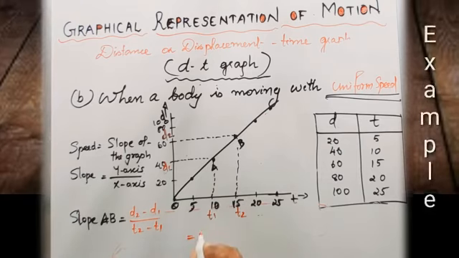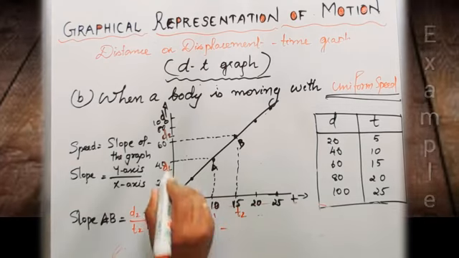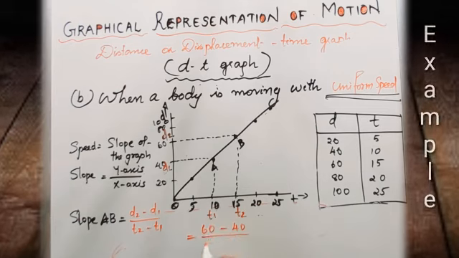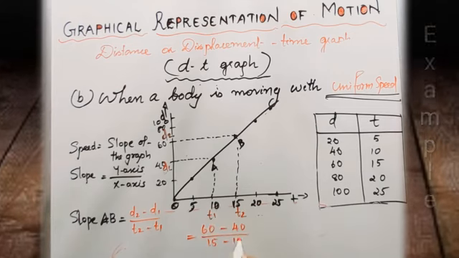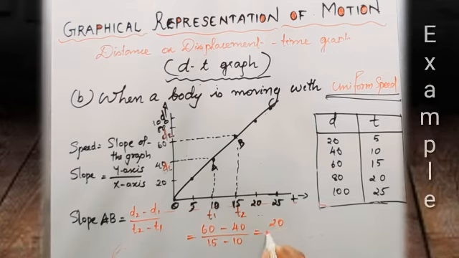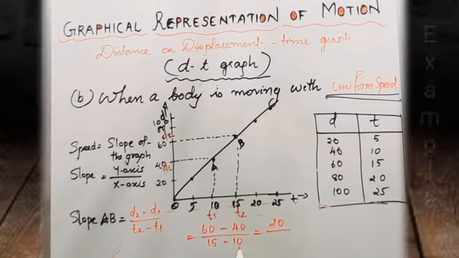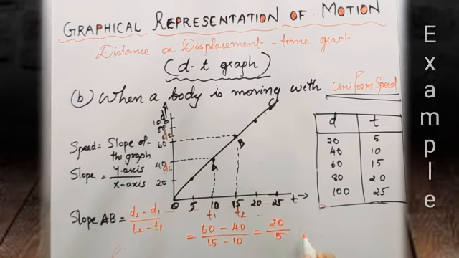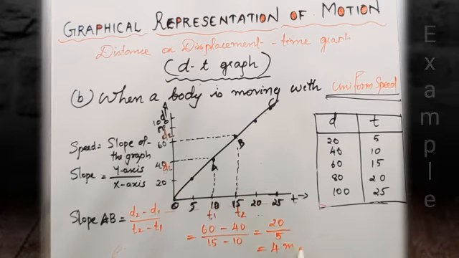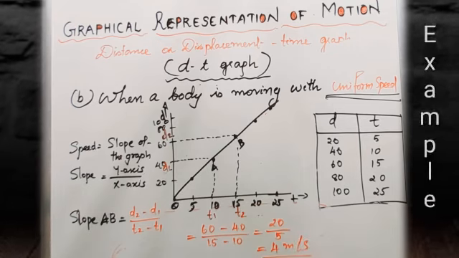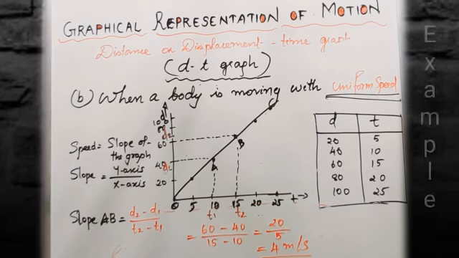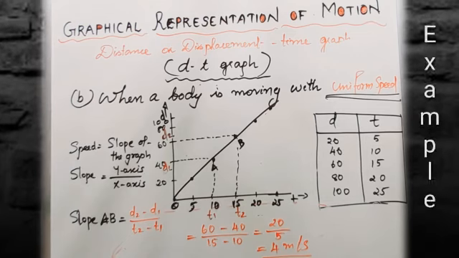D2 means 60 minus D1 is 40, divided by T2 minus T1, 15 minus 10. What will we get? 60 minus 40, 20, divided by 15 minus 10, 5. So 20 by 5, answer 4 meter per second. What is the answer of the speed? Yes, 4 meter per second.